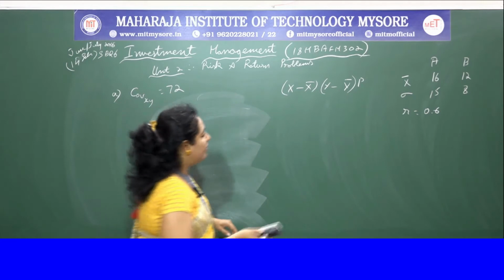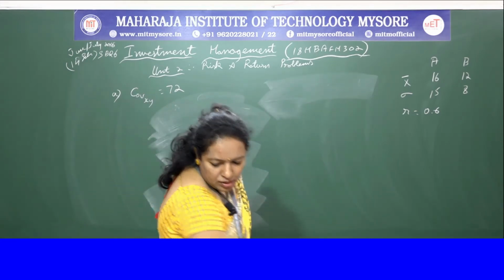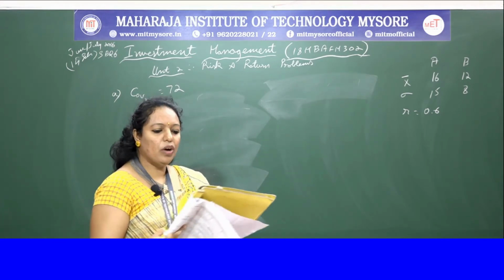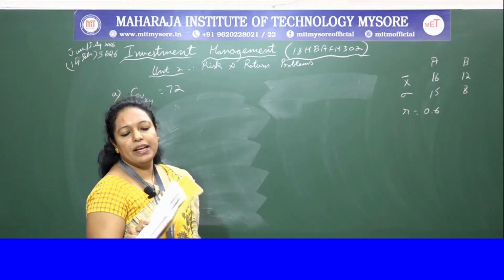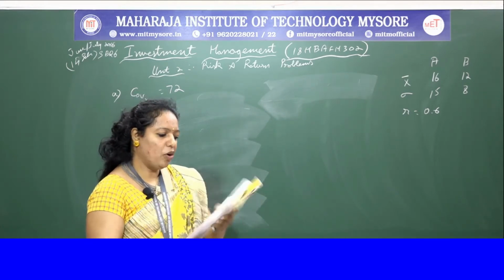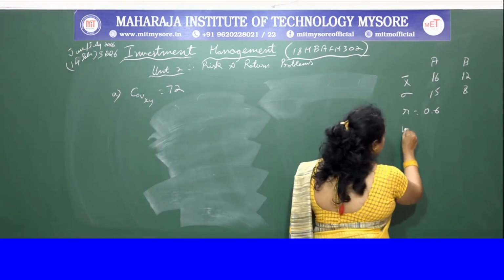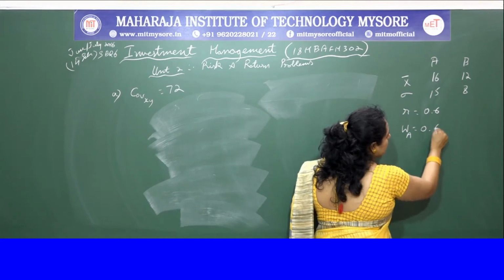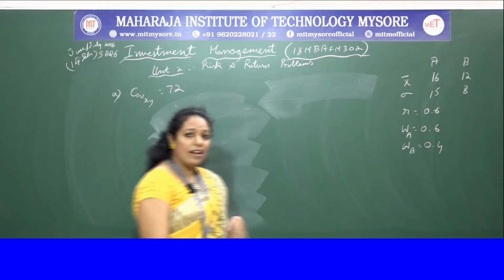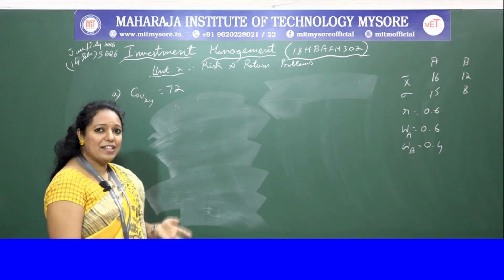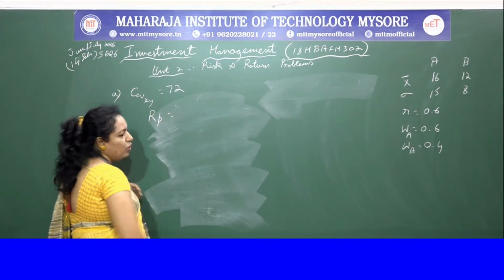The second question they have asked is to calculate the expected return and risk of the portfolio in which A and B have weights of 0.6 and 0.4. So they have given weights: weight for A is 0.6 and weight for B is 0.4. They have asked for return as well as risk. So let's start with the return of the portfolio.